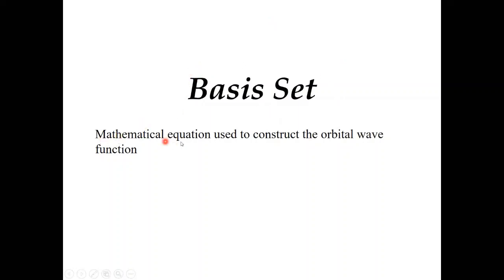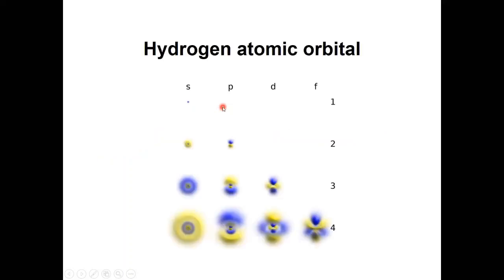Basis set is a mathematical equation used to explain the wave function of the atomic orbital, and later on it will be used to construct the molecular orbital. So before we proceed with the basis set, I would like to remind you of the atomic orbital for the simplest atom, which is the hydrogen atom.